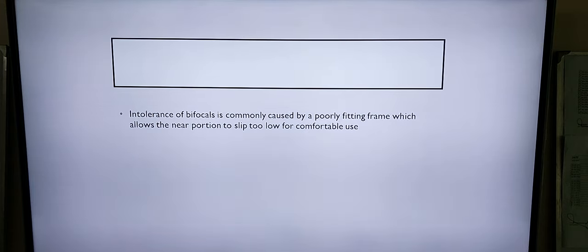Intolerance of bifocals is a very common phenomenon, and it is caused by a poorly fitting frame, which allows the near portion to slip too low for comfortable use.